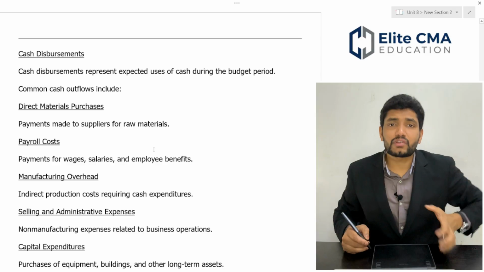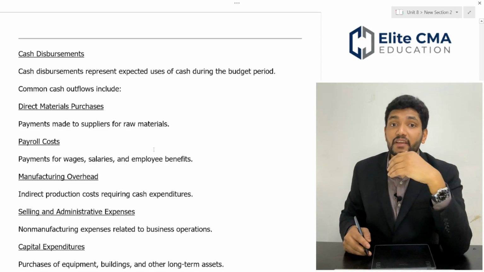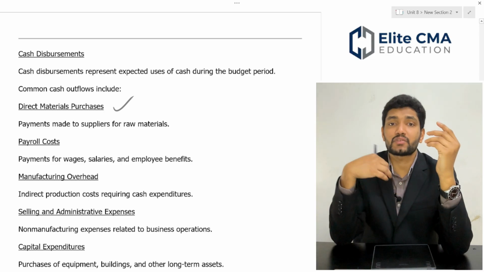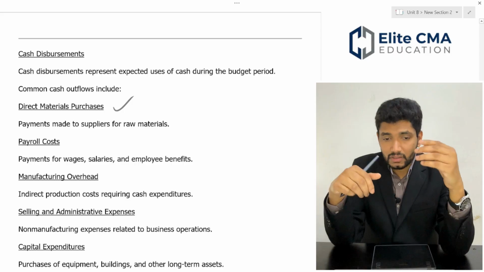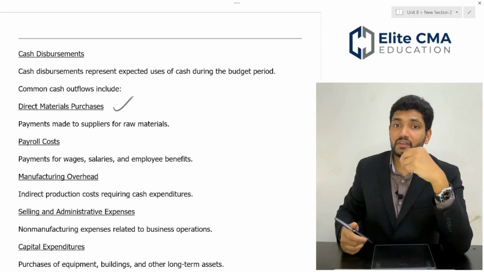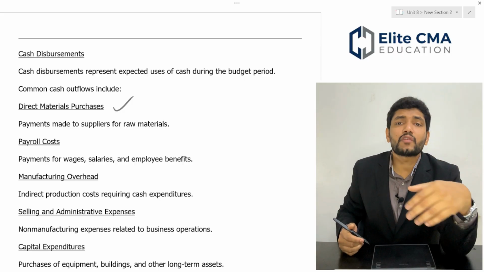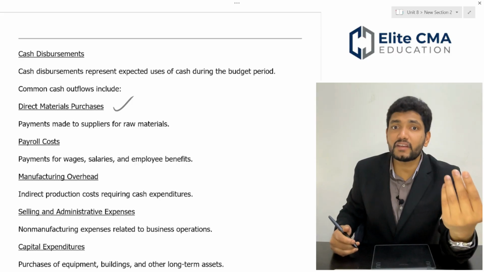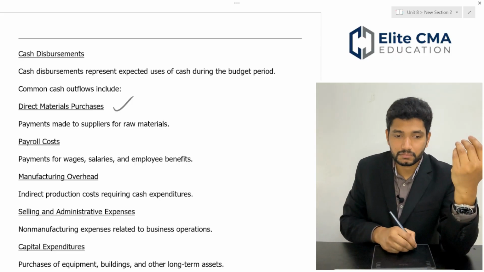Now, let's look into some expected cash disbursements for a company. The first one is direct material purchase. If the company has made a purchase, there will be a cash disbursement related to the purchase. Even if it is a credit supplier, you still have to pay the suppliers once the credit is due.